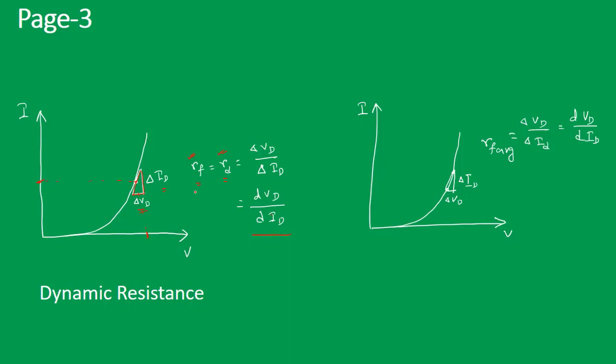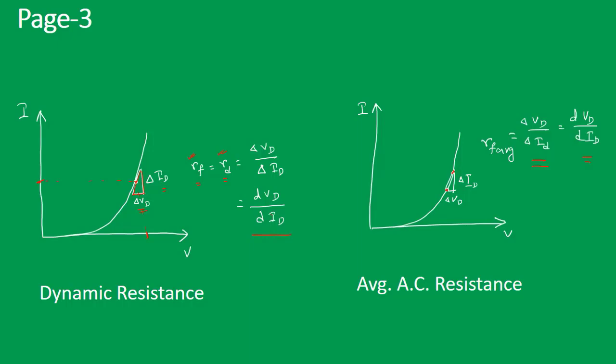However, many times finding this instantaneous point is a little difficult. So instead of that, we sometimes consider a range over which this dynamic resistance is calculated. We call this the average AC resistance. Expression-wise, it is the same as that of the dynamic resistance. However, the definition of delta VD and delta ID has changed here.